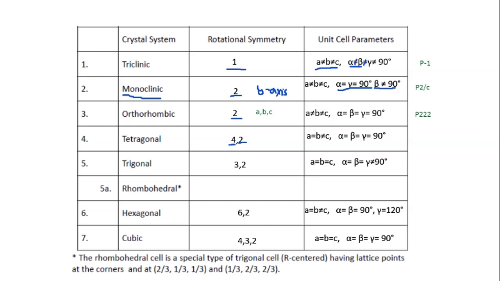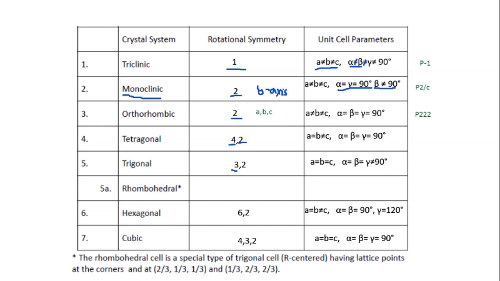Trigonal rhombohedral, the primary rotational symmetry is 3. However, in addition to the threefold, you could have twofold rotation. And for trigonal rhombohedral, A equals B equals C, but the angles are not equal to 90. So there's some angle, but they're all equal, but not equal to 90 degrees. And a rhombohedral cell is what we call R-centered, and it shows you down at the bottom the lattice points for a rhombohedral unit cell.